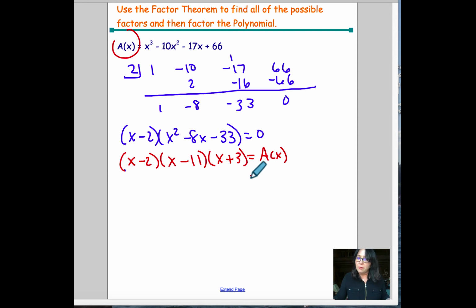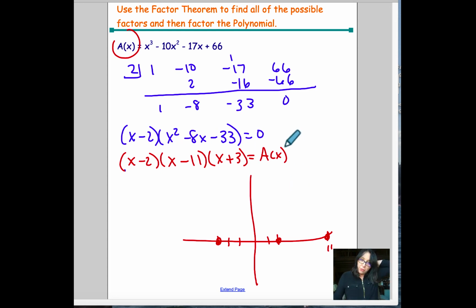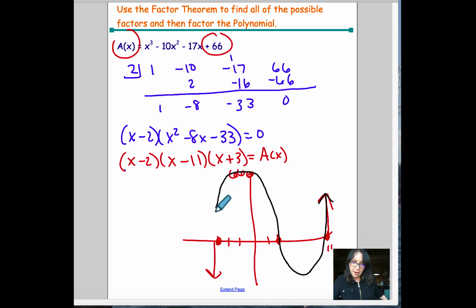And if you wanted to graph, because this is day 2, this is something that you're going to need to know anyway. 2 is a 0, 11 is a 0, and negative 3 is a 0. And all of these are to the 1 power, which means they all go through. This is x to the 3rd power, which is an odd power. It goes like this, right arm up, which means my graph goes up like this and down like this on the left. My y-intercept is way up here at 66, which means that my graph is going to go down, come back through like that.